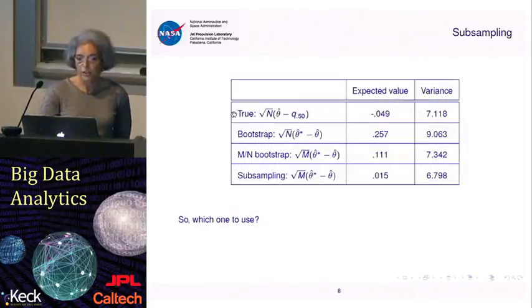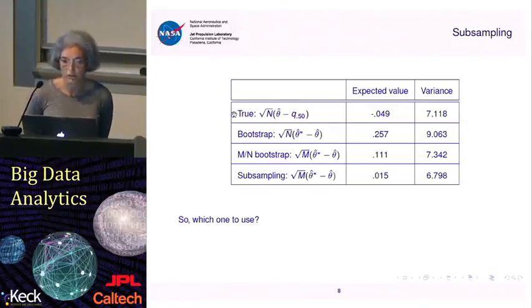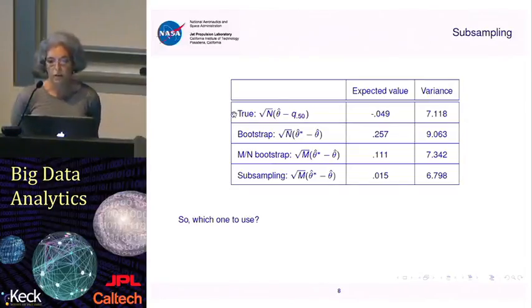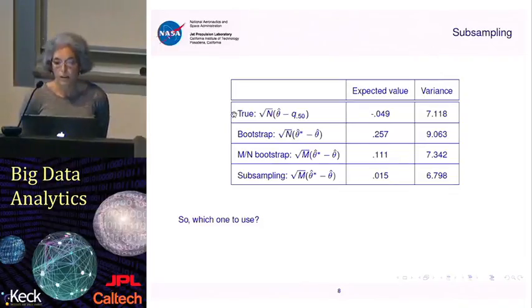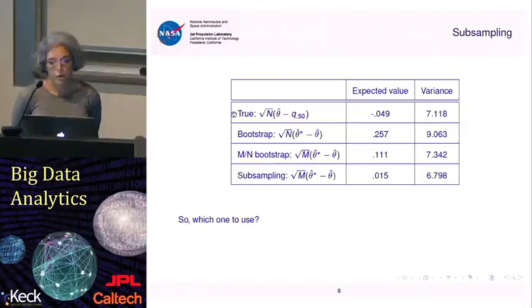So let me summarize the results in case you can't remember all those numbers from the previous pages, which I can't either. The top line of this table is what the right answer is, at least according to my Monte Carlo approximation with 10,000 trials. We would like our centered and scaled distribution to have an expected value of minus 0.49 and a variance of 7.118. And we see that the ordinary bootstrap does not do very well. It does not do as well as the M out of N bootstrap. The M out of N bootstrap actually outperforms the subsampling with respect to the variance, but not with respect to the mean. So the question is, which one of these things would be the right thing to use?